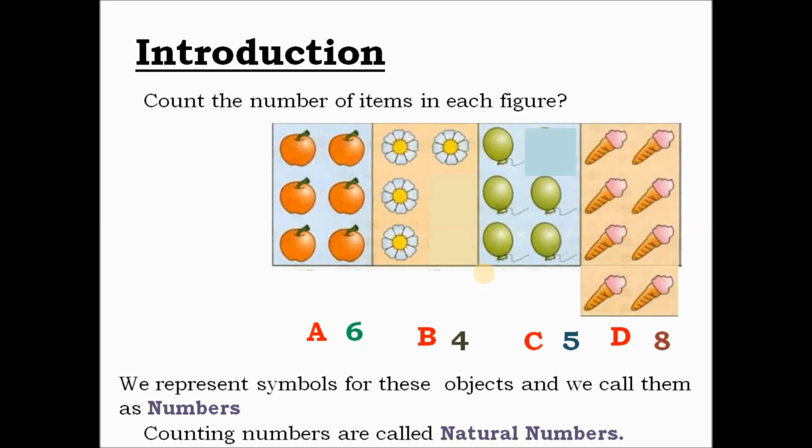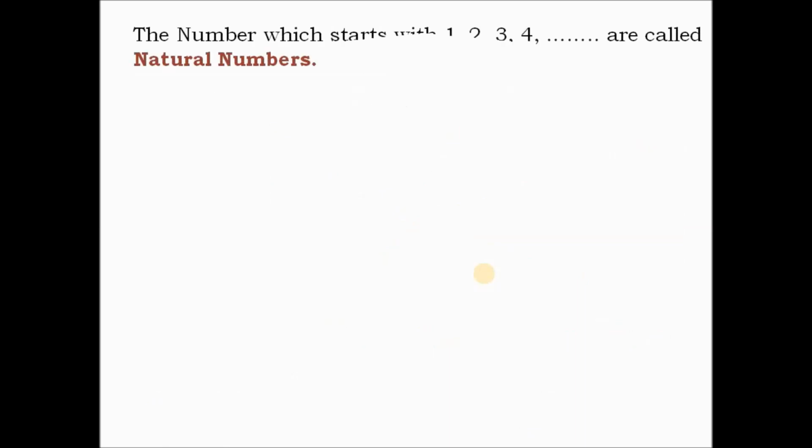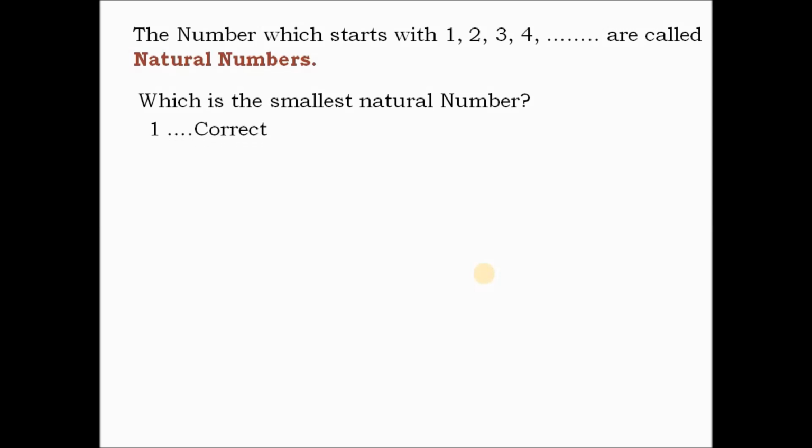Counting numbers are called natural numbers. The numbers which start with 1, 2, 3, 4, 5, 6 and so on are called natural numbers. Which is the smallest natural number? Yes, you are correct. 1 is the smallest natural number.